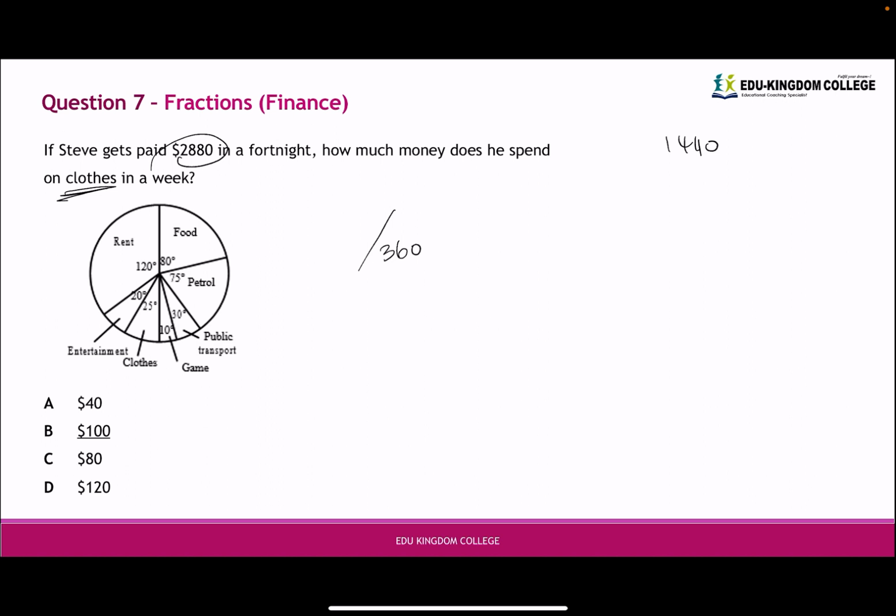And out of the circle, 25 degrees is on clothes. So 25 out of 360 is on clothes. If you divide top and bottom by 5, you get 5 over 72 as your simplified fraction. And so let's find out what 1/72 is first. So 1440 divided by 72 should give you, so 72 goes into 144 twice, and then goes into 0 times. Multiply that by 5, because we've got 5 of those, should give you 100. So 20 times 5 equals 100.